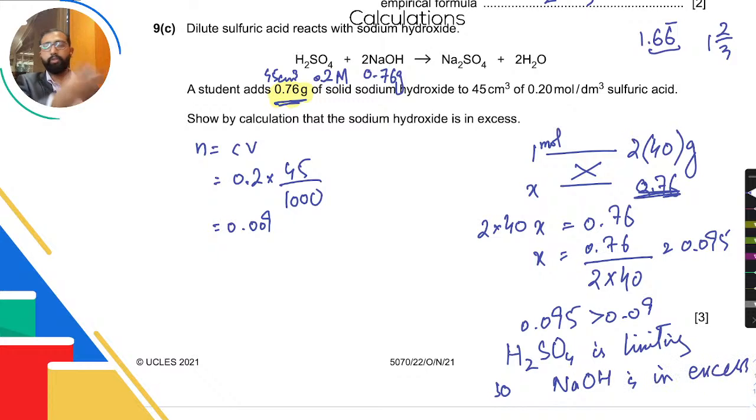Just don't say sulfuric acid is limiting. It doesn't automatically imply the other thing is in excess. Clarify it. All right. Give the examiner full information, so they cannot say that you didn't give the complete answer. Right? So you can do that.